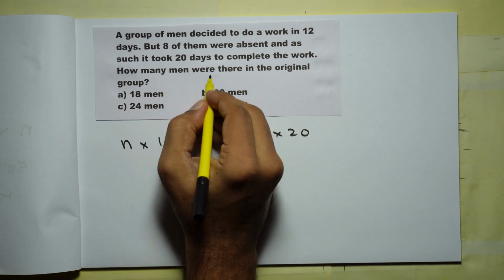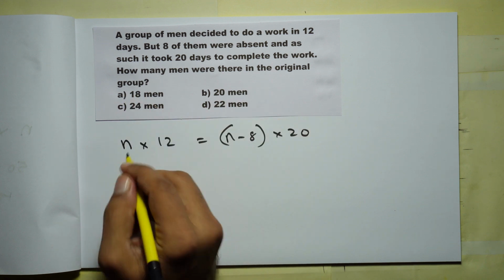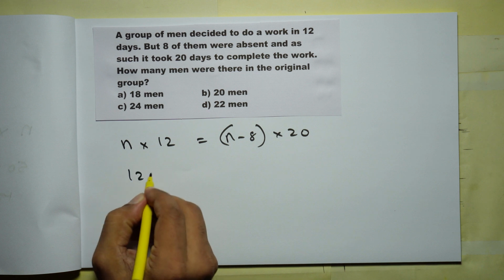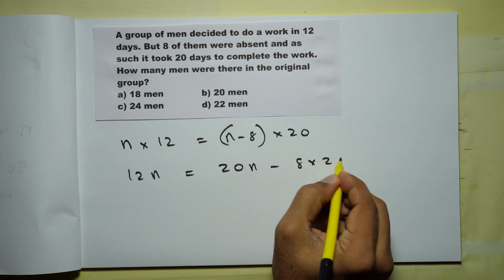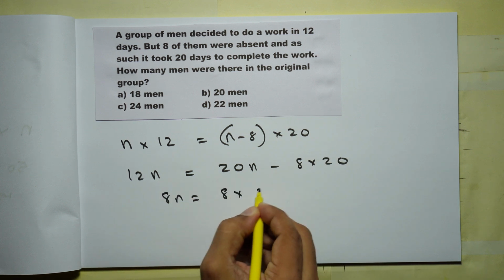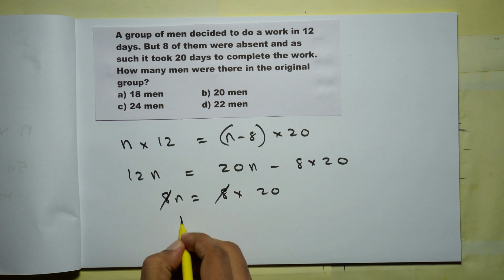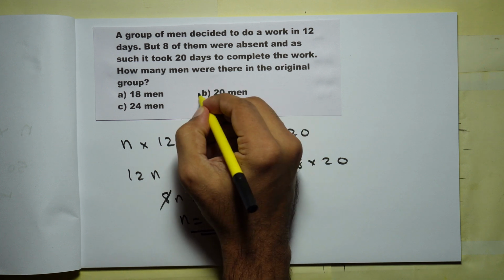Now the question is, how many men were there originally? So n is what we need to find out. So we can find out using this equation. So 12n is equal to 20 into n minus 8. I'll just bring to this side, so you'll get 8n is equal to 8 into 20. 8 and 8 will cancel out, you'll get n is equal to 20. So originally there were 20 men. So option B, 20.